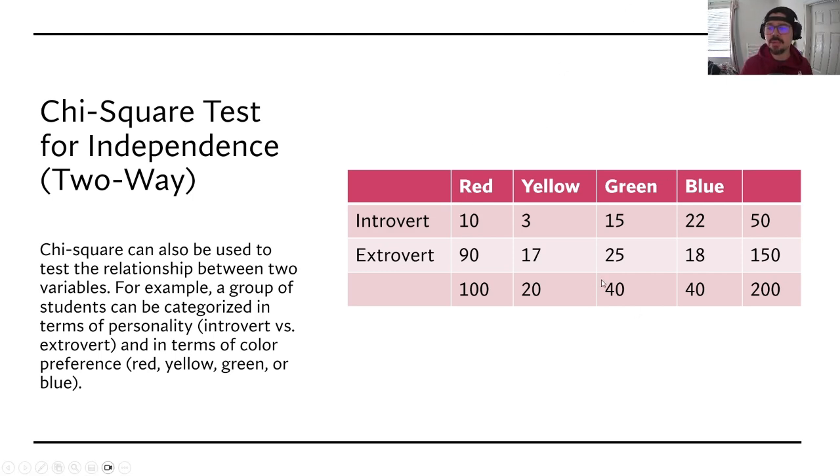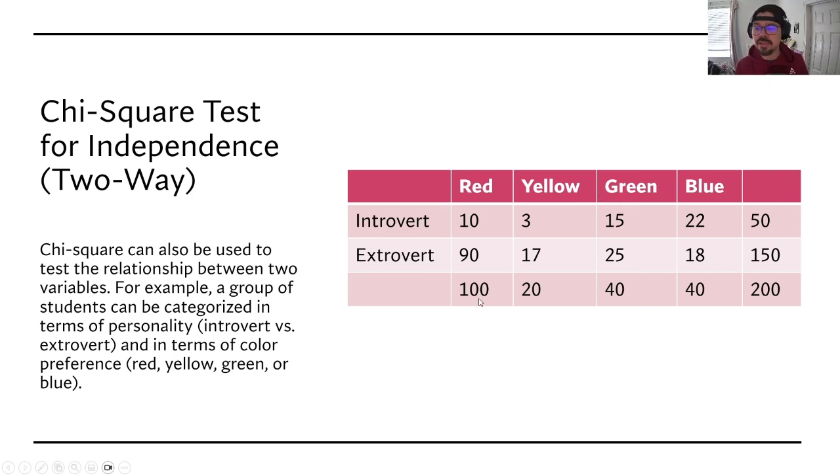Notice that this table is setting up the information of our variables in a way that indicates we are looking for an association between these two variables. This is how you would set it up by hand. This lets us know that there are 10 introverts who preferred red, 3 introverts who preferred yellow, and 25 extroverts who preferred green. So that's how you would read this.